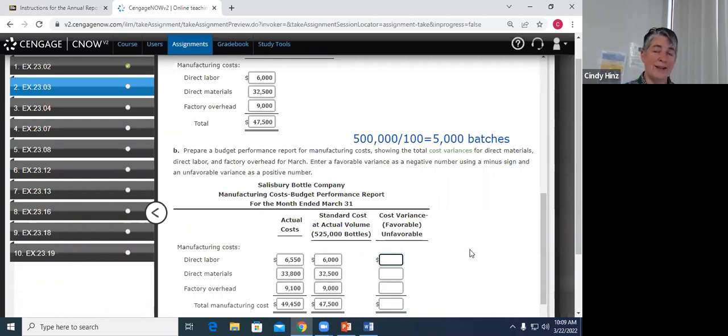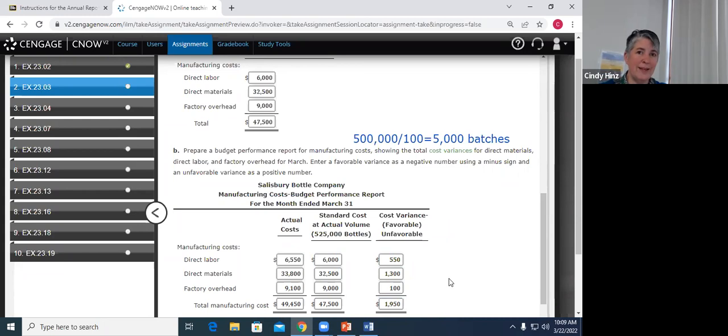An unfavorable variance then is going to be a positive number. An unfavorable variance would occur when the actual costs exceed the standard. When I use the static budget here, the actual costs exceed the budget for direct labor by $550. The actual costs exceed the static budget for direct materials by $1,300. And for factory overhead, it exceeded it by $100. Again, these are not the correct numbers for this exercise. I just want to make a point here.